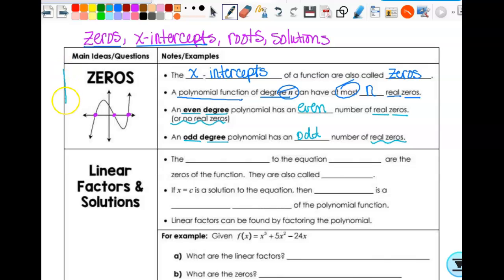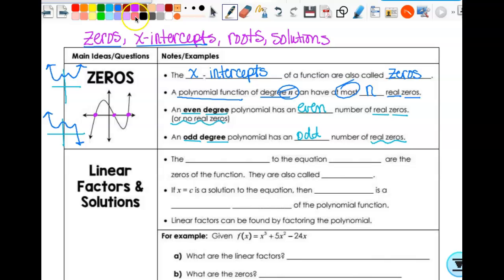So let's say that I have this. I don't have to have any, right? So I could have something that looks like this. Then that would be the 0, but we know this would be even for a couple of reasons. End behavior tells us 1 for sure. And then I could have something that looks like that. That would definitely be an odd degree polynomial because I have 1 real zero right there. Okay, all that good?